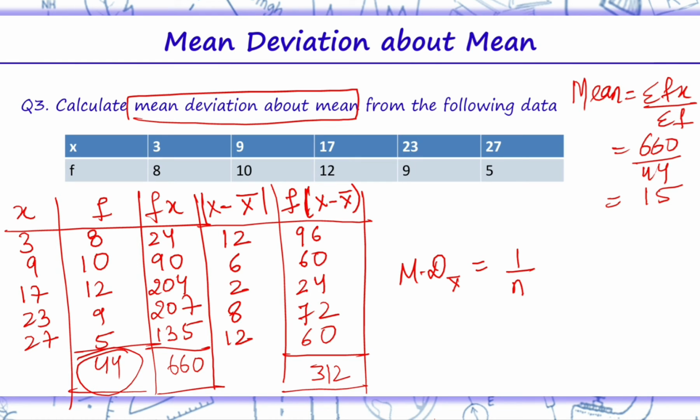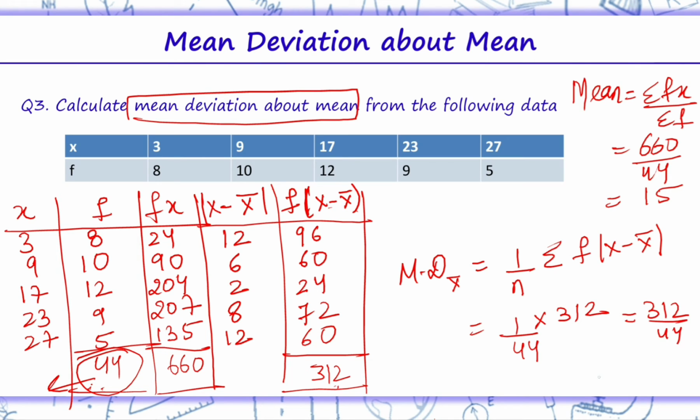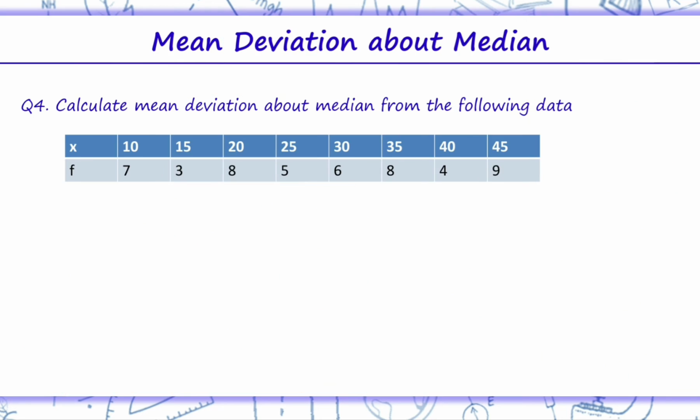So it will be 1 by n summation of f into mod of x minus x bar. Here n is the summation of f, so it will be 1 by 44 into 312, because the summation of f into x minus x mean is 312. So we'll get 312 by 44, which is equal to 7.09. So this is how we calculated mean deviation about mean of a discrete frequency table.